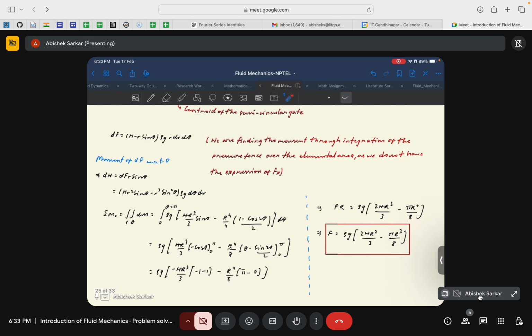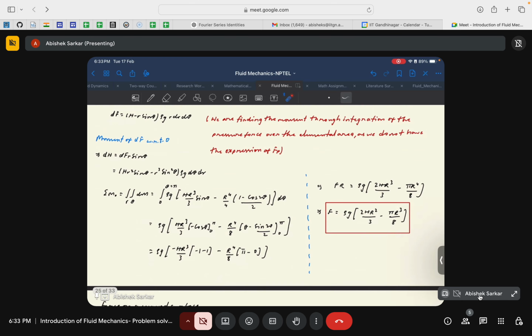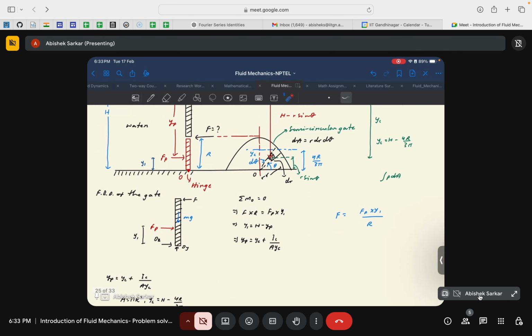From that you can see that just multiply this with r, then if you simplify it a bit further, you will get dH, or the net elemental moment, as (h r square sine theta minus r cube sine square theta) times rho g d theta dr. Now you can see that to find the net moment, you need to do a double integration over theta and r. If you go back to the diagram, you can easily say that theta will vary from 0 to pi, or 0 to 180, and r will vary from 0 to capital R. Those would be the limits of our integration.